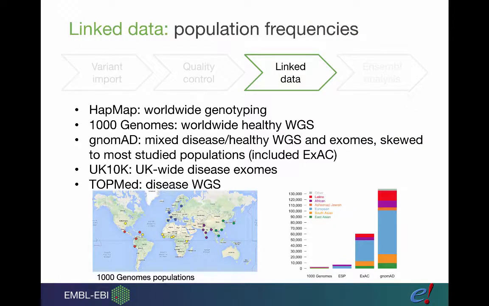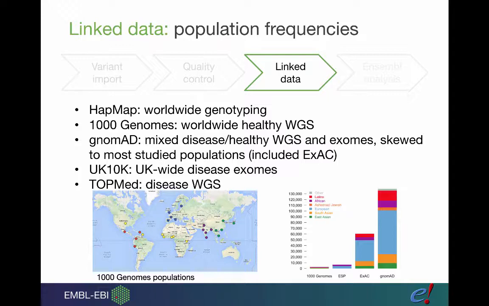The population frequencies we use, in order of kind of how new they are, how old they are, start with HapMap, which is worldwide genotyping. We then use 1000 Genomes data, which is kind of an update on HapMap, and this is healthy whole genome sequencing from populations all around the world. gnomAD is mixed disease and healthy whole genomes and exomes. These are imported from gnomAD.